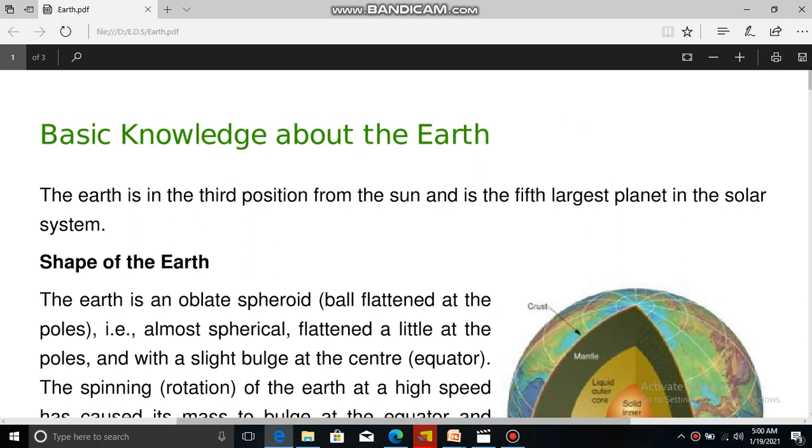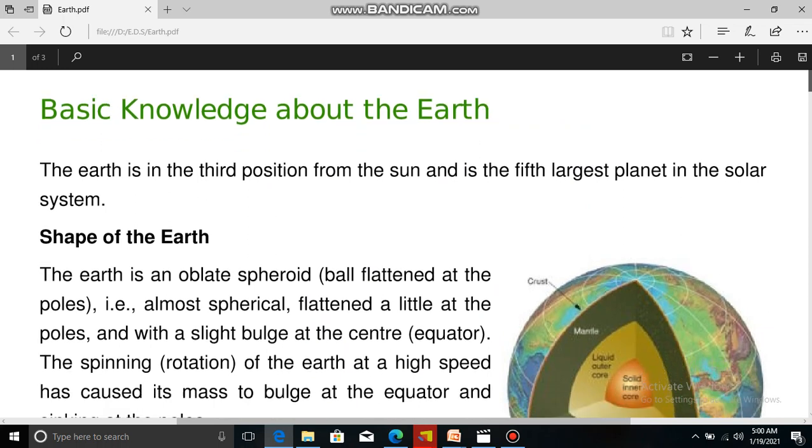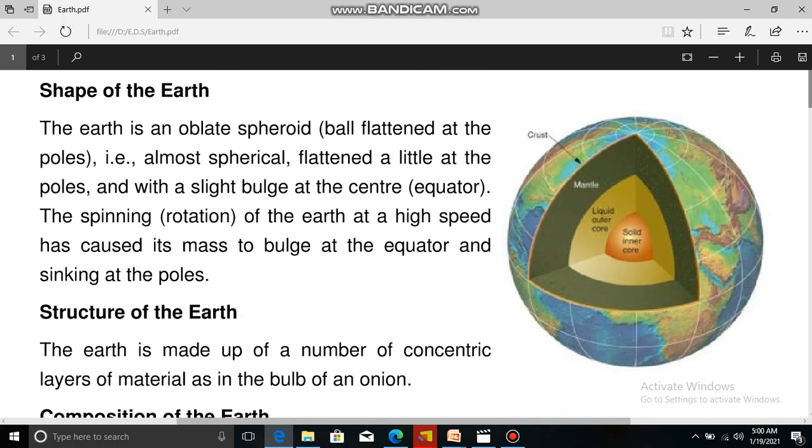Shape of the Earth. The shape of the Earth is an oblate spheroid, a ball flattened at the poles, almost spherical, flattened a little at the poles and with a slight bulge at the center, the equator. The spinning rotation of the Earth at high speed has caused its mass to bulge at the equator and sink at the poles.